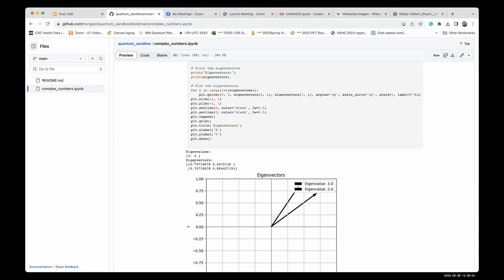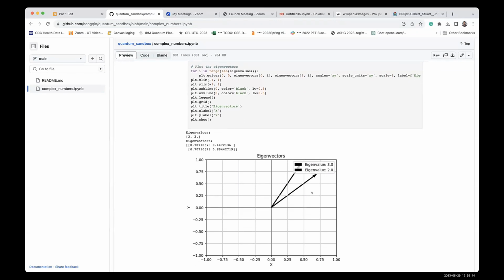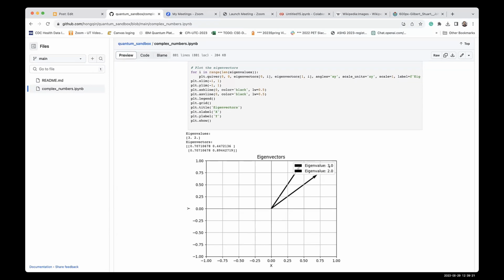1, 1. That basically is a scalar. The 0.7, 0.7, 0.4, that's the 1 and 2. And those are apparently normalized. This one is basically 1, 1. This one is basically 1 and 2. So this must be 1, 1. This one is 1 and 2. Yes. Eigenvalue 3 actually goes to 1, 1.